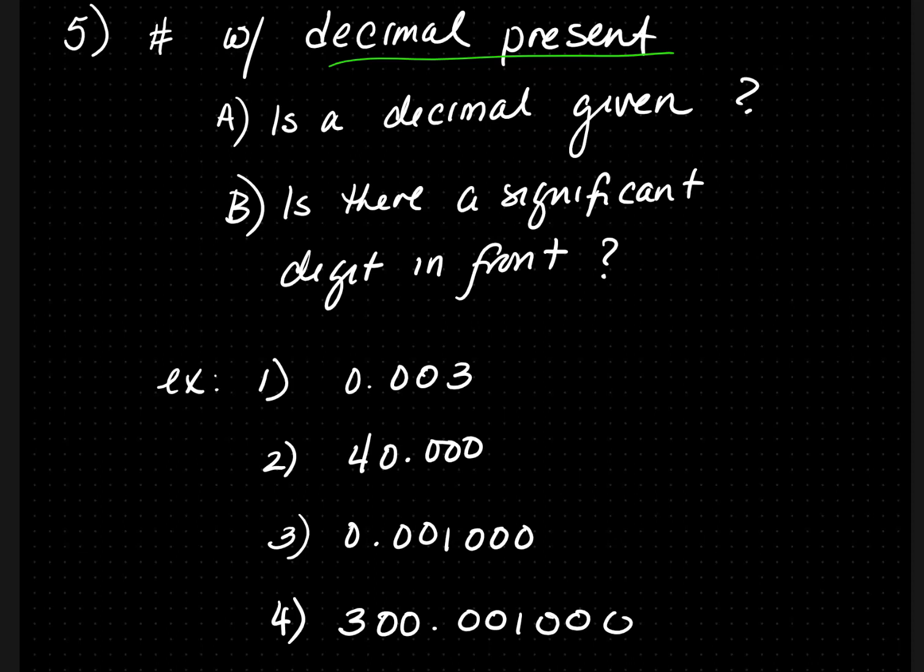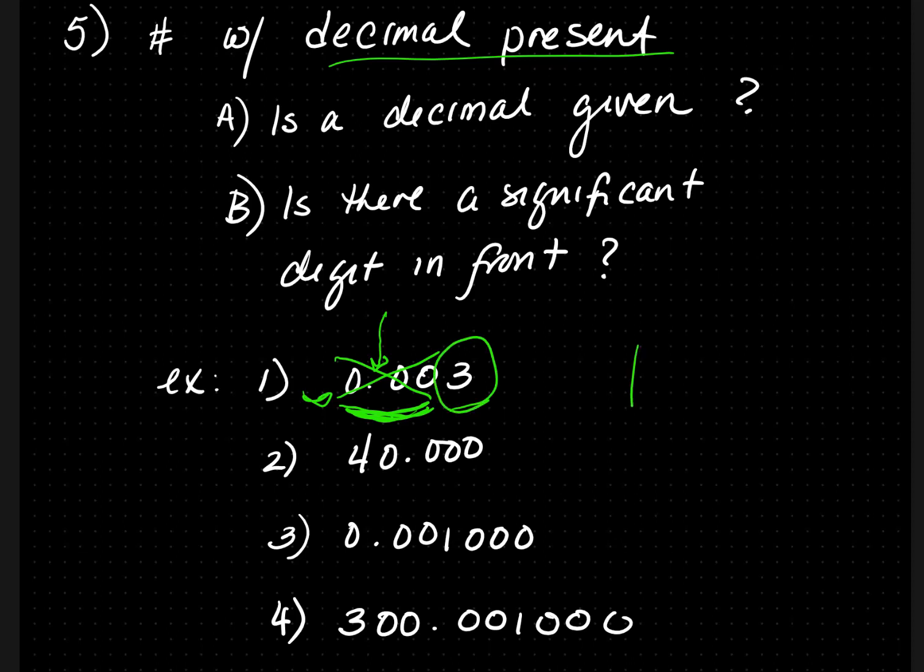So let's look at example 1. The zeros are present right here. So if I look at point A, is there a decimal present? The answer is yes. The decimal is right here. It's written in. So I go to the front of the zeros. Is there a significant digit in front of that 0? No. Since B is not satisfied, these zeros are not significant. These are called placeholders. So there's only one significant digit.